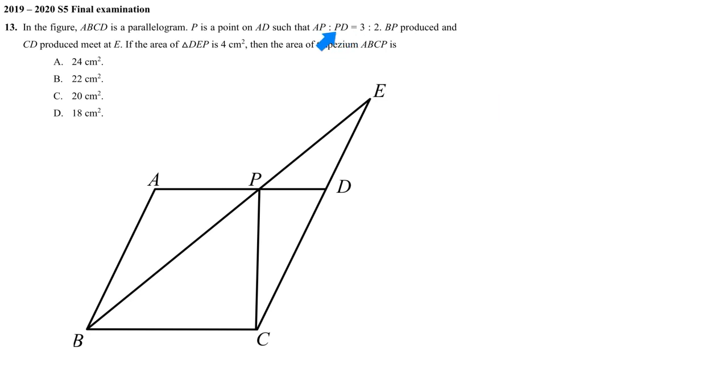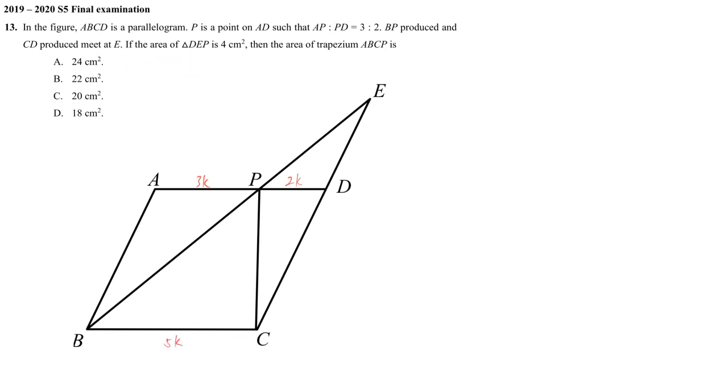Go back to this question. They say AP to PD is 3 to 2, which means that this is 3K, then this one will be 2K. K is a multiplier because the length is not exactly 3, maybe others. And then we are going to use the property of parallelogram. This sine is equal to this sine. So we also know that this is 5K.